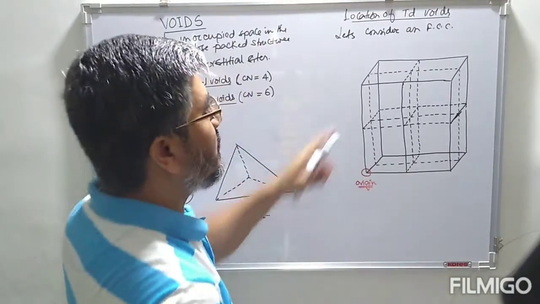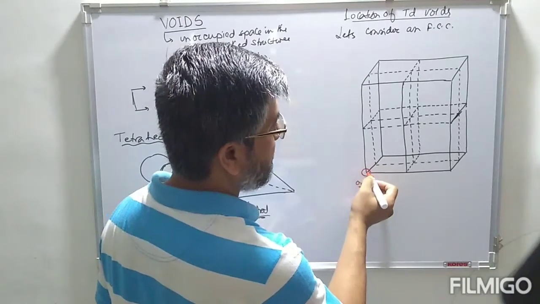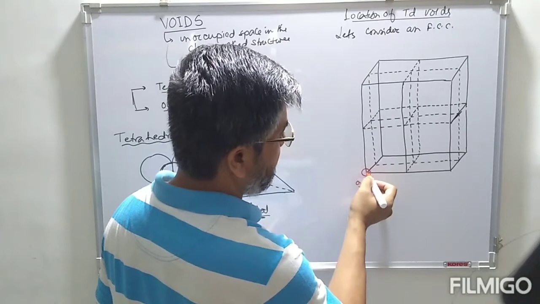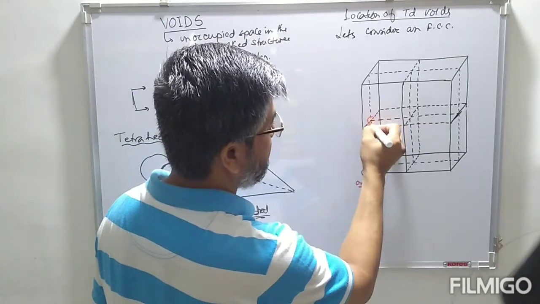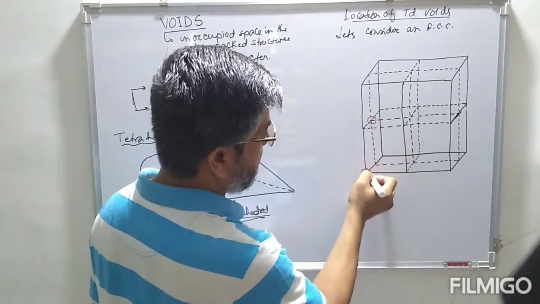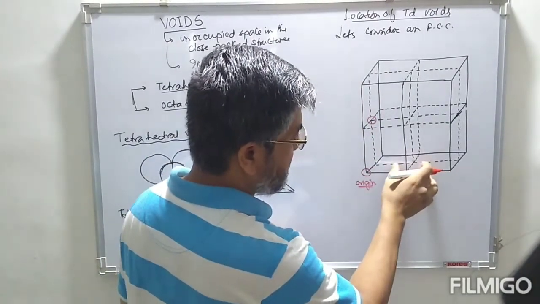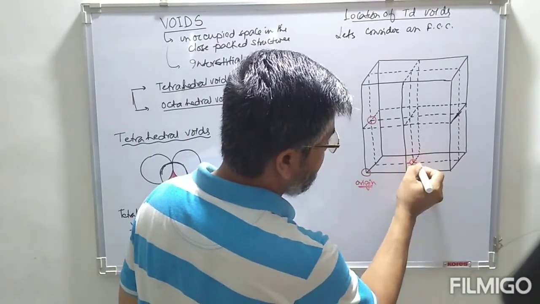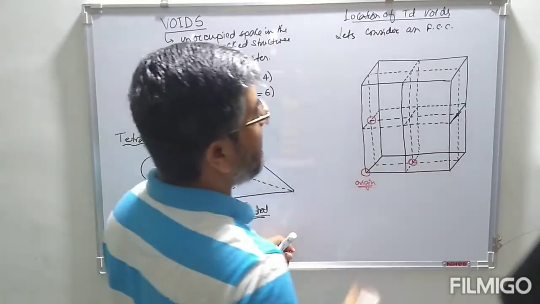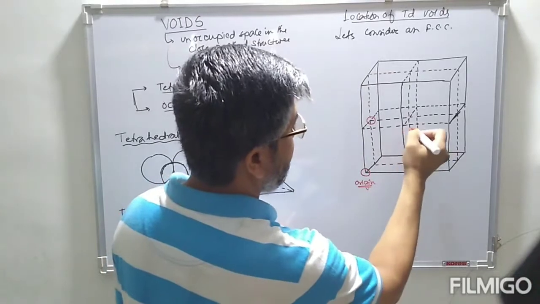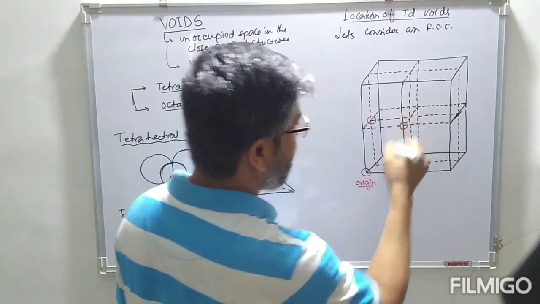Now since we have an FCC, these corner atoms will be in contact with face center atoms, having this common point. So we take this face, so we have a face center atom here. So this face center atom and the corner atom of this face will be in contact with each other. Similarly, the face center atom of this bottom face will also be in contact with this corner atom. And similar to this, the front face has this face center. So this face center atom will also be in contact with this corner atom.